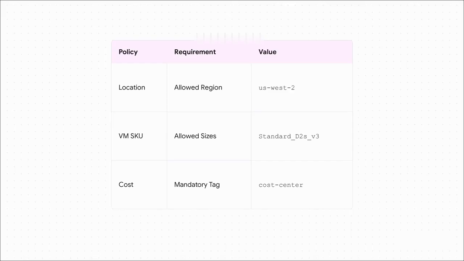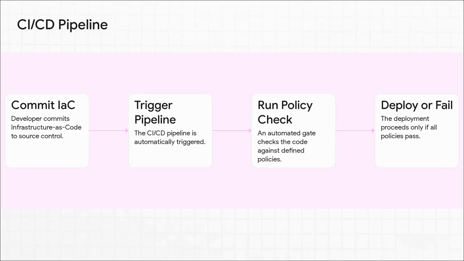Every single resource that gets created must have a cost center tag so we can actually track who's spending what. These seem simple, but trying to enforce them by hand across a big organization is, well, it's pretty much impossible.